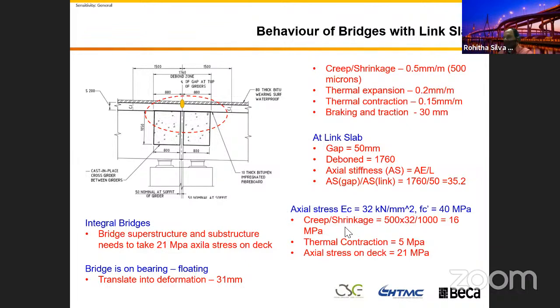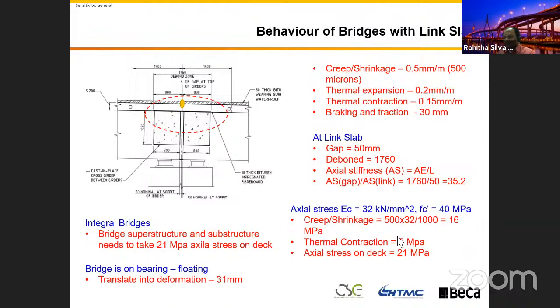And I just do another simple calc in here. My creep is 500 micron. Normally in bridge construction, we use 40 MPa concrete. The corresponding Young's modulus is 32 GPa, or 32 kilonewton per square millimeter. And if you calculate that one, convert this into a stress, you got in your bridge deck 60 MPa stress for creep. Thermal contraction, you got another 5. Total, you got a 21 MPa axial stress on your bridge.